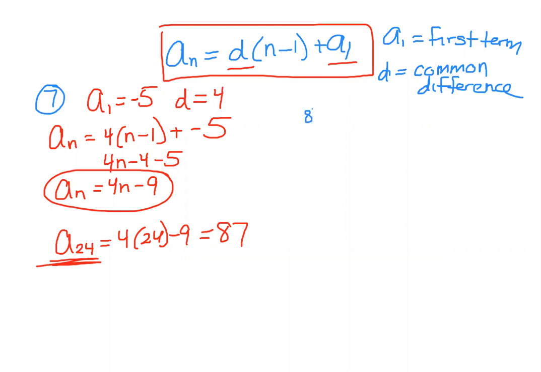All right, let's look at number 8. 20, 11, 2, -8. Okay, a1 is 20, and what is d? D here is -9. Okay, 11 minus 20, 2 minus 11, -8 minus 2.